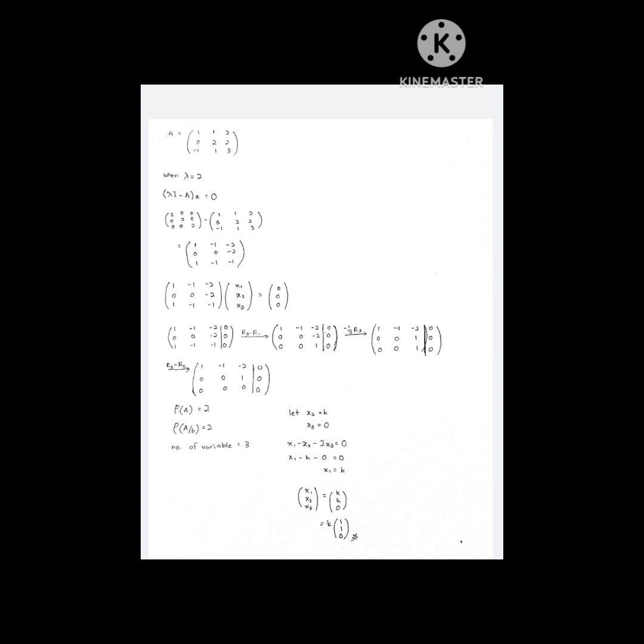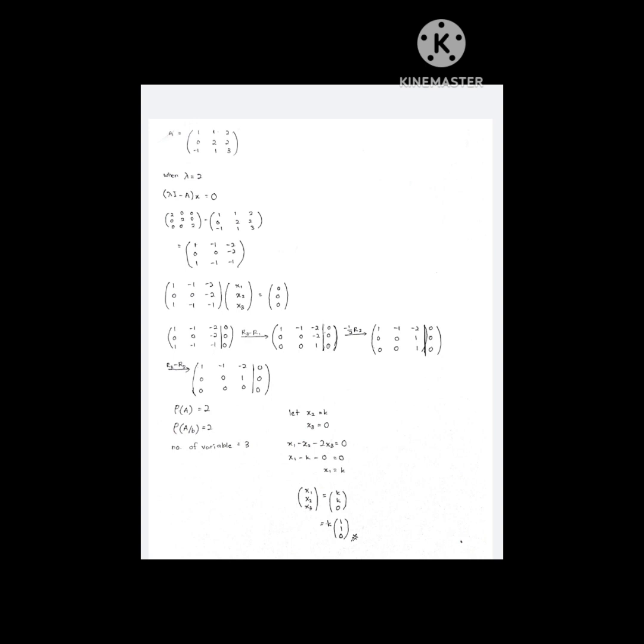Firstly, we need to find the lambda I minus A. In this question, we get matrix 1, negative 1, negative 2, 0, 0, negative 2, 1, negative 1, negative 1. After that, substitute the matrix that we get into the formula. After we substitute into the formula, we need to find the REM of the matrix. So we can use the method of ERO.